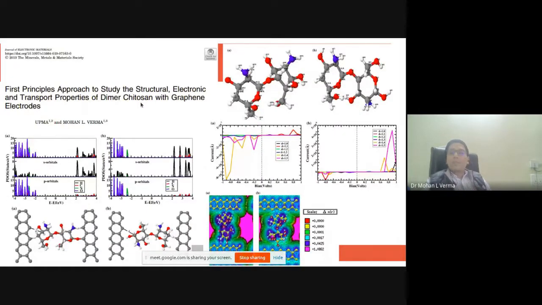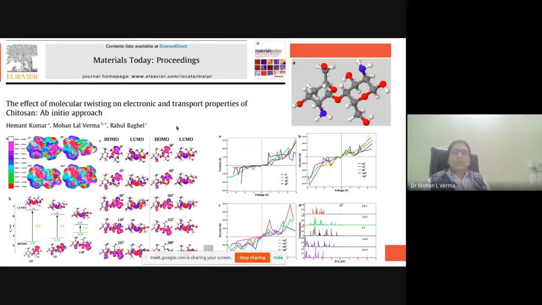This is one of the important materials, that is chitosan, and the transport properties of chitosan are shown. And we have observed the effect of molecular twisting in that chitosan. This is a good result. So when we rotate a particular monomer along the axis, the result is seen.